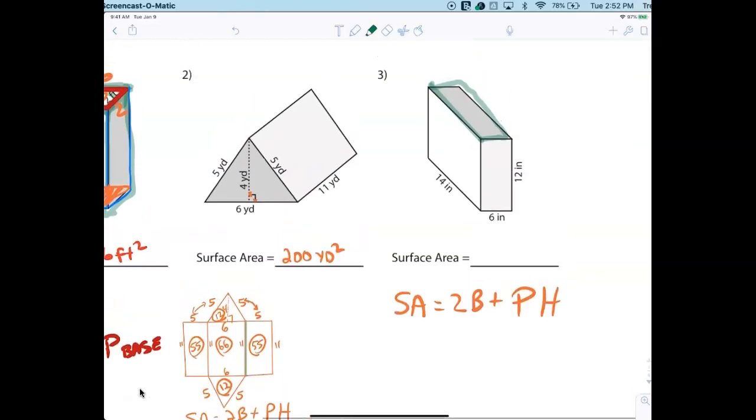All right, let's see if we can agree with this. Listen to me. I want to use this as the base. So I have surface area equals 2 times the area of the base. What would be the area of the base? 84, thank you very much. Plus, now I need help with the perimeter of the base. Tell me. The perimeter of the base.